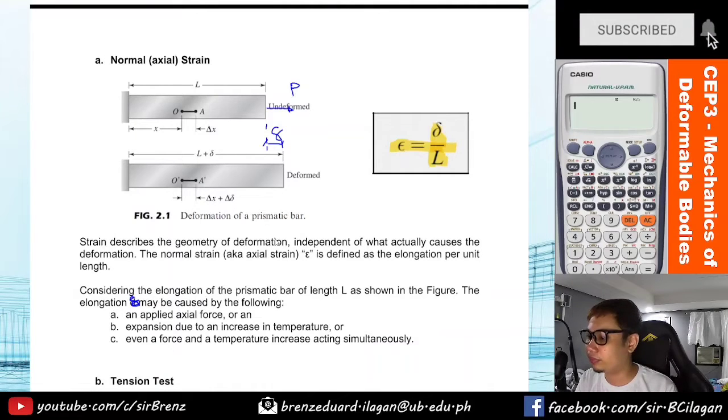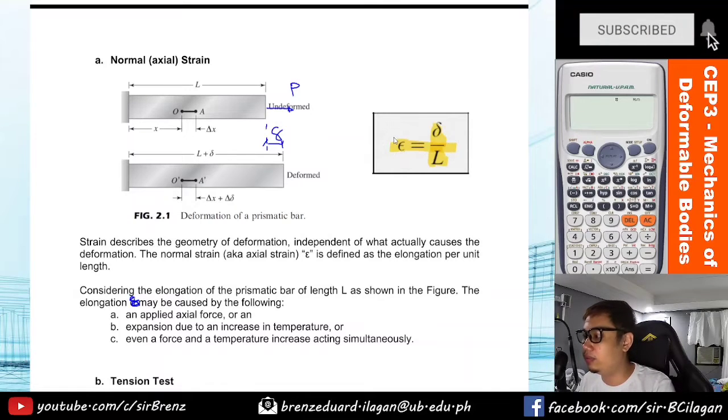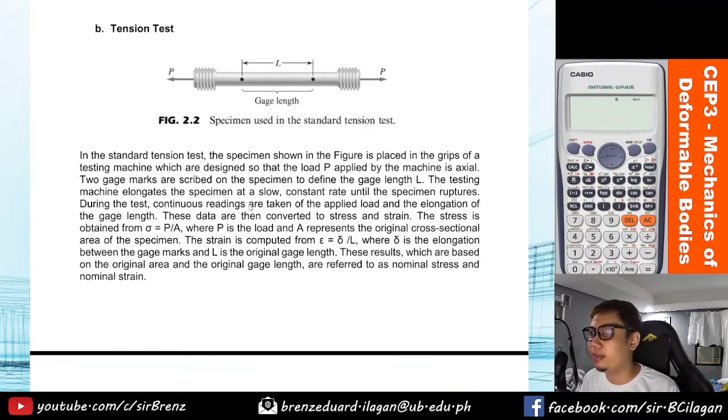Okay? So again, for this discussion, so this epsilon or this strain, please take this note. Ito yung isa sa mga equation na gagamitin talaga natin, and we will use this to derive the equation for the deformation delta. Alright, so next, dumako naman tayo sa letter B, or yung tension test na tinatawag.